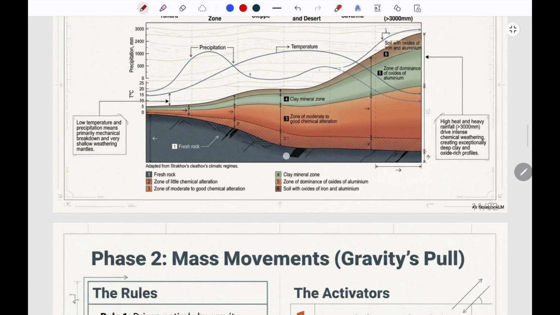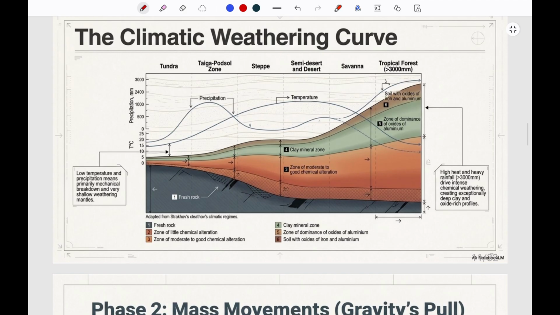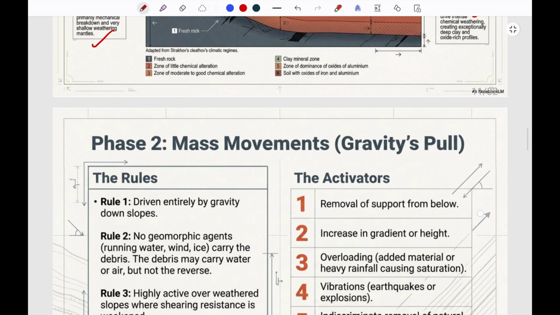Now understand that climate affects the weathering. If the temperature and precipitation are high, then weathering will be more. And high heat and heavy rainfall drive intense chemical weathering. That is, temperature and rainfall is directly proportional to the rate of weathering.